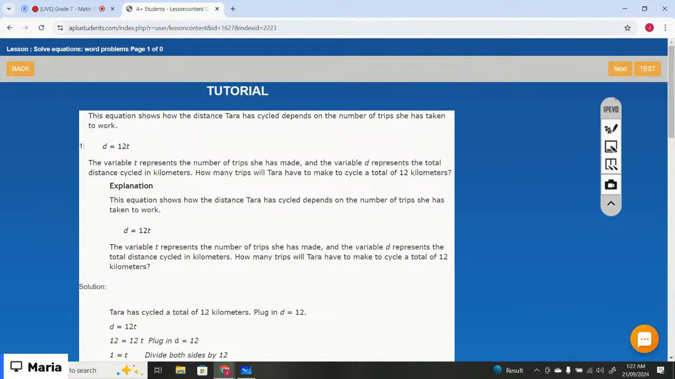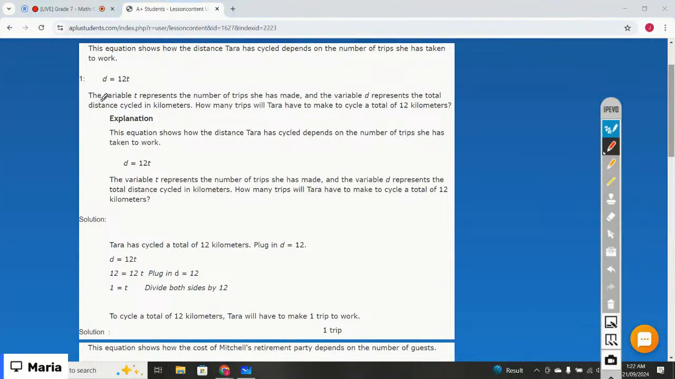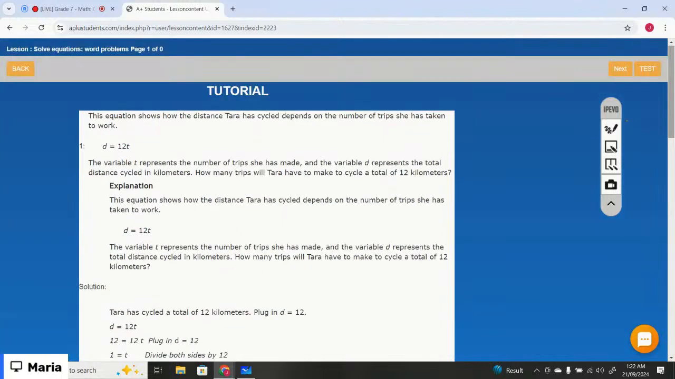So the equation you are given is d equals 12t. Now you need to understand which variable's value you are given here. How many trips? t represents the trips. You need to find the value of t. The value of d is given. You need to calculate t. Just put in the values. d equals 12t. You are given d equals 12. Replace d by 12. So 12 equals 12t and t equals 1. So the correct option is t equals 1. Let's just start with the test questions.